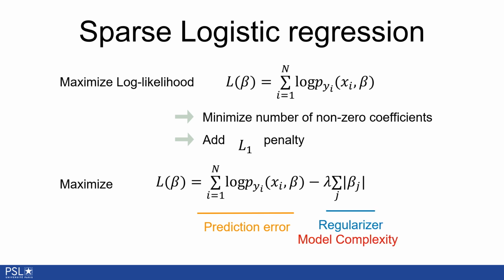And as for linear regression, these regularizers can be interpreted as a measure of model complexity, so that this loss function effectively implements a trade-off between prediction accuracy and model complexity, or conversely, interpretability. So we'll recover here this concept of predictability-interpretability trade-off that we previously discussed in the context of linear regression.